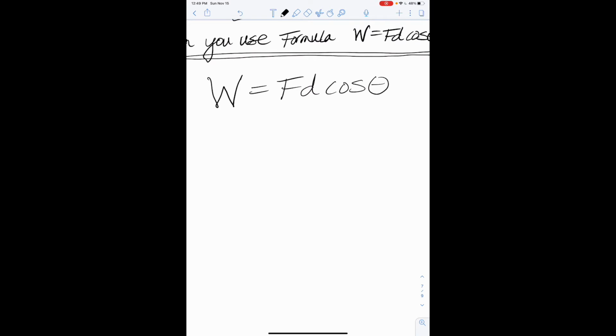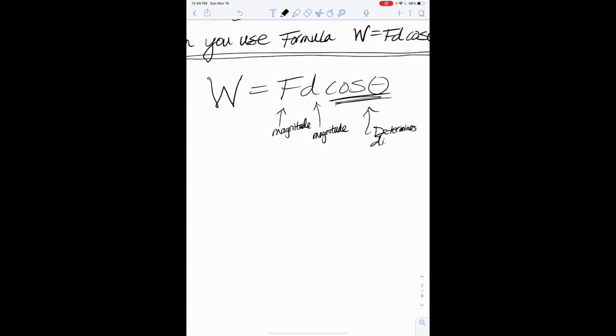But when you use this formula, you're going to use just the magnitude of this, so just the amount. So you're going to ignore any signs. And just the magnitude of the distance, which shouldn't be hard because it's distance, but you get the idea. Even though these are both vectors, we're just using the magnitude. So your direction is all determined by the cosine of theta.